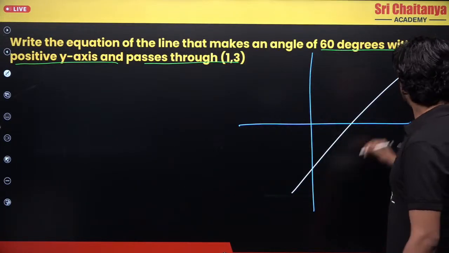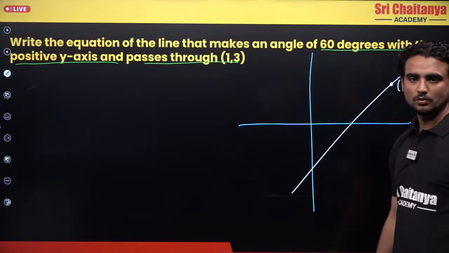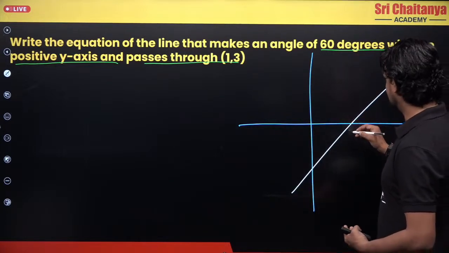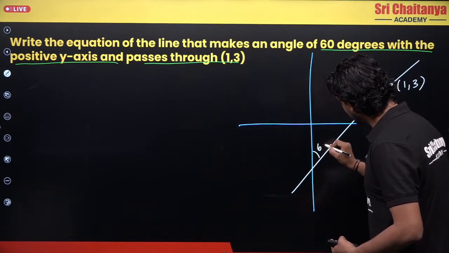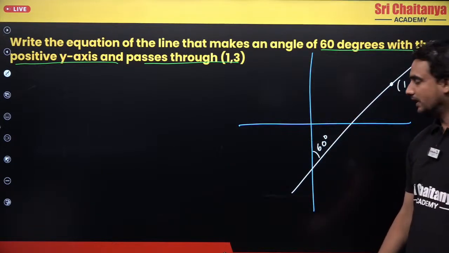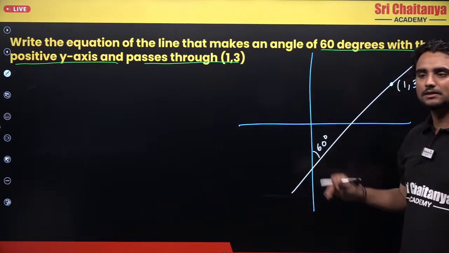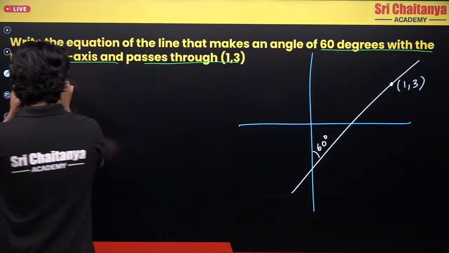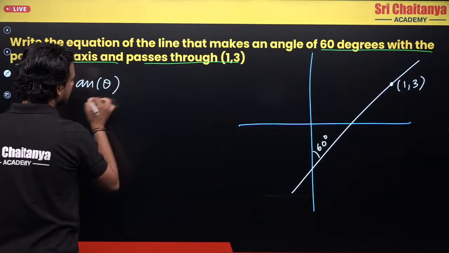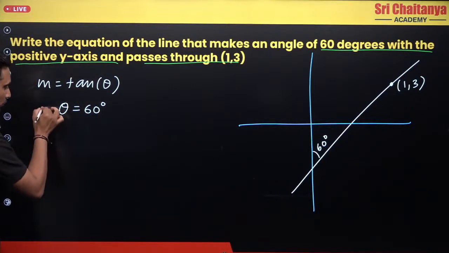Now this line passes through (1, 3), and it makes 60 degrees with the positive y-axis. So if this is making 60 degrees with the positive y-axis, this is my y-axis and this is 60 degrees, right? Do I need this theta to find the slope? To find the slope m, we need tan theta, right? Can I put theta as 60 degrees? No, I cannot put it. Why?